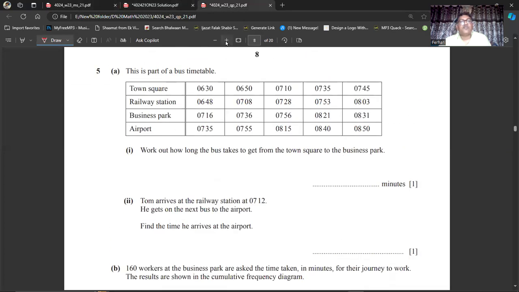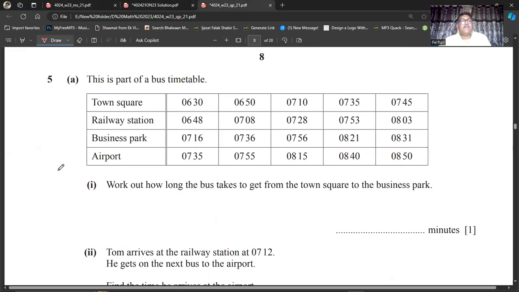The next question on your screen is question number 5, A part. This is part of a bus timetable. So we have different stations here: town square, railway station, business park, airport. So the bus starts from here, it comes here, then it comes here, it comes here. It says, work out how long the bus takes to get from the town square to the business park. So from town square to the business park.